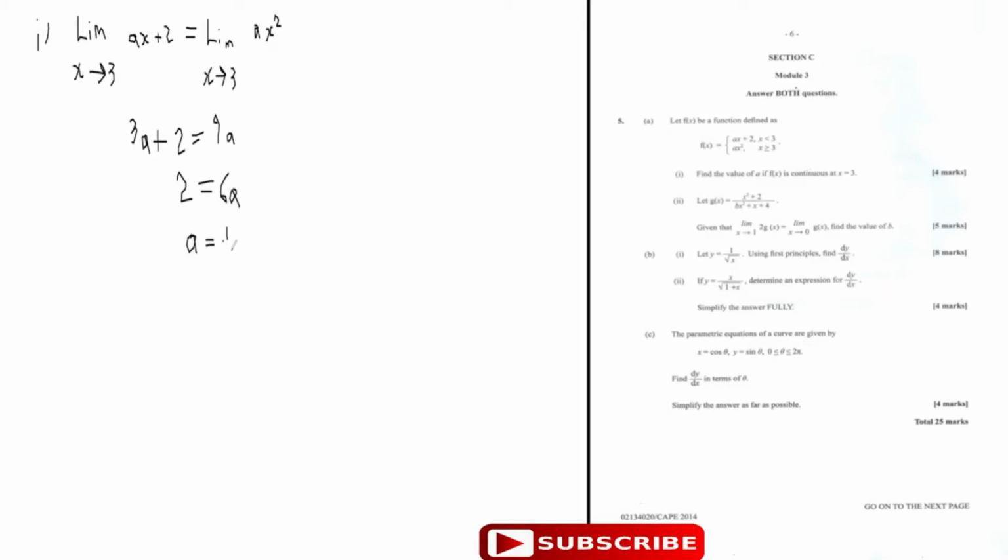Alright, so that's the value of a. Hence a is equal to 1 over 3 for f to be continuous. Nice and easy.